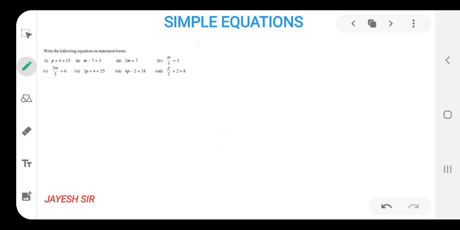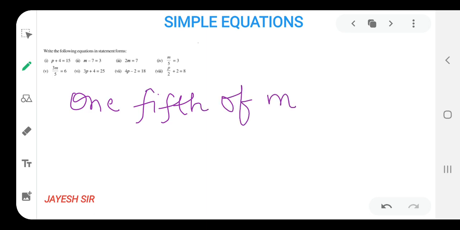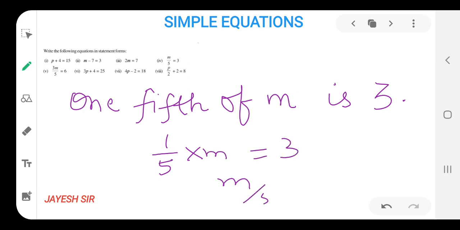So let us begin with the next sum, that is question number 4. m by 5 equals 3, that is given. I was writing the equation only, but we need to write the statements. What we can write over here is 1/5. Afterwards, I will explain why I have written like this. 1/5 of m is 3. 1/5 means 1 by 5, and "of" means multiplication. We can write 1 into m would be m by 5 equals 3. That means we get the same equation as given in the question, so we have written the statement correctly.